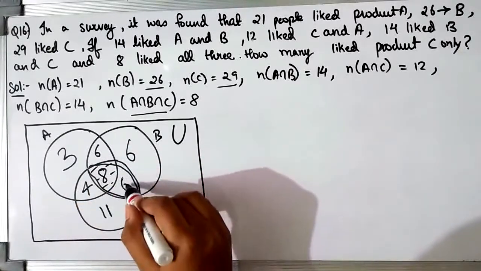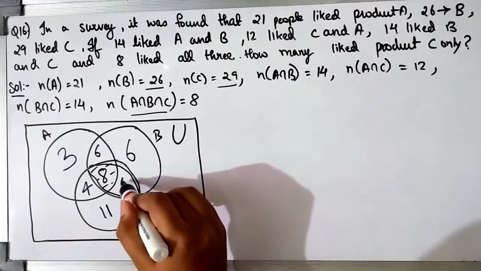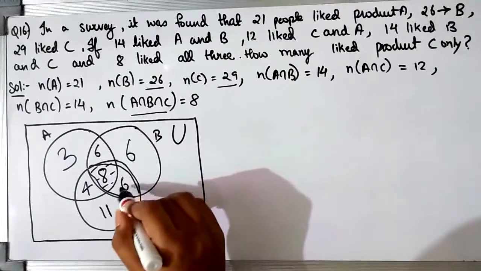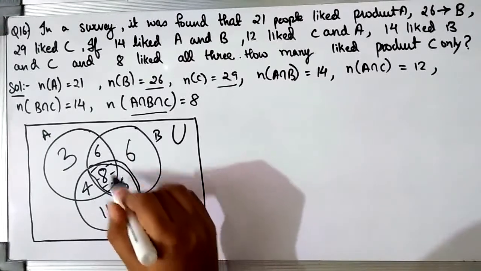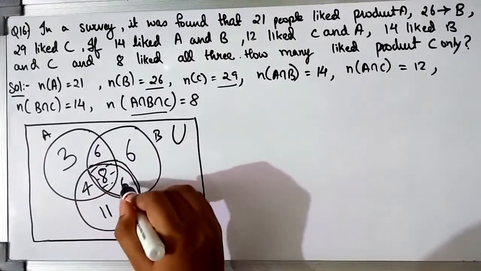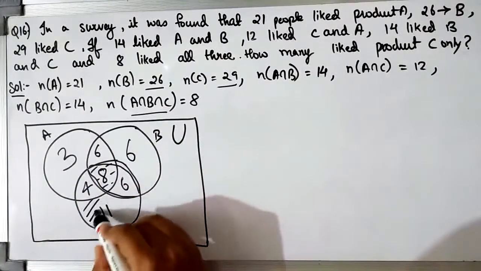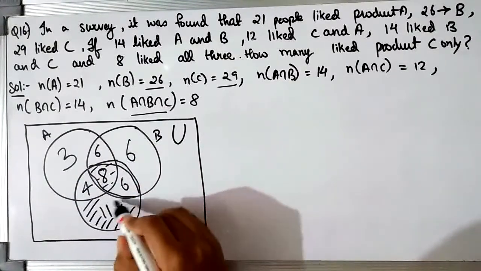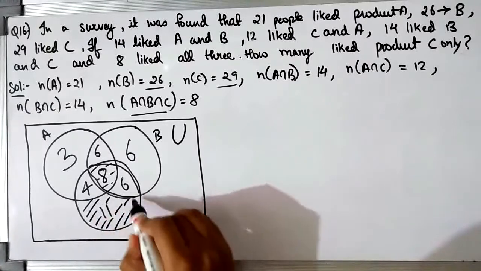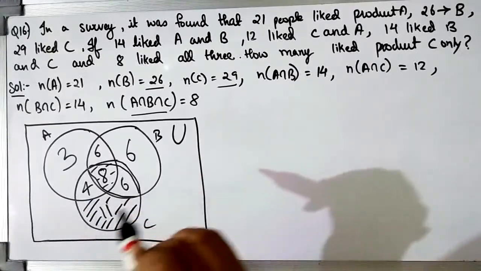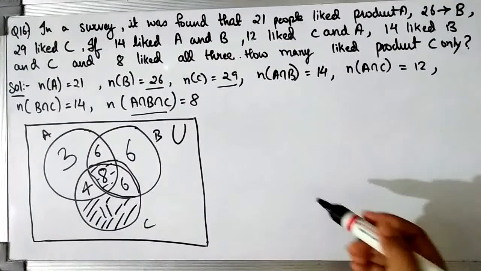Then if you look at this portion which represents C, which represents 6 elements, it means that there are 6 people who like product C, and these 6 people like product B as well, because this 6 comes in the part of set B also. There are only 11 people in this region who like only product C, and they do not have a liking for any other products.